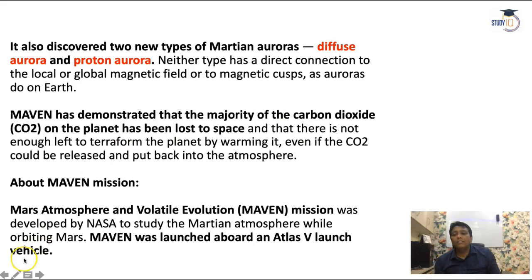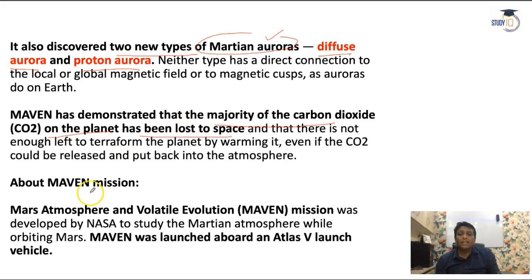So what about the achievements of the MAVEN mission? First, it identified 2 new types of Martian auroras. The names of the auroras are diffuse auroras and proton auroras. These were discovered by the MAVEN mission. This MAVEN mission also demonstrated that the majority of the carbon dioxide on the planet has been lost to space, as I told you.